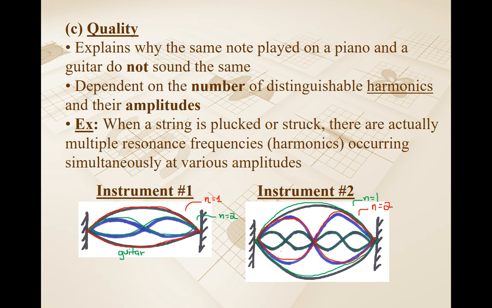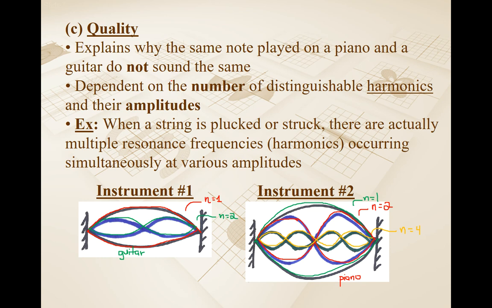Let's go with this color. Okay, that third one, you have four loops. So that would be n is equal to four. My apologies, you can't see that. Okay, so even though I attempted to play the same note on a guitar and a piano, the middle C, they don't quite sound the same.